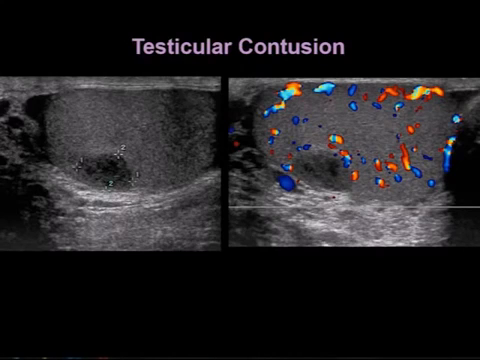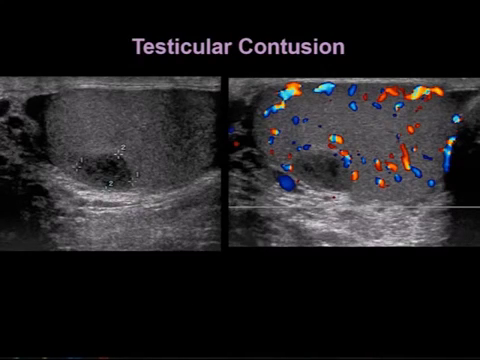Also, remember I said at the beginning that 10% of testicular tumors, cancers, present with a history of trauma. So if this patient comes in and has this ultrasound where there's this focal hypoechoic lesion, we do need to raise concern that this could be a tumor.